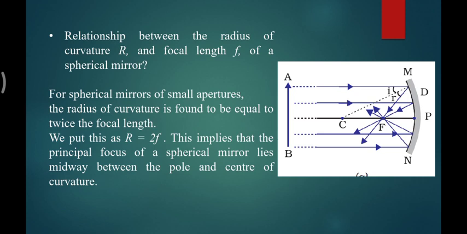This is very clear now. If PF is 5 centimeter, then PC should be 10. If PC is 12, then PF is 6. Okay. Thank you. Thank you very much.